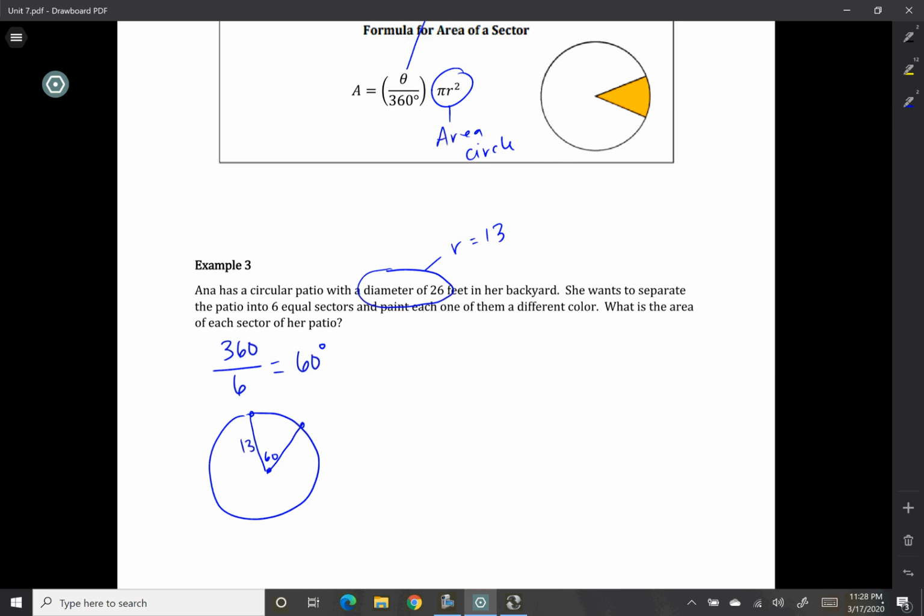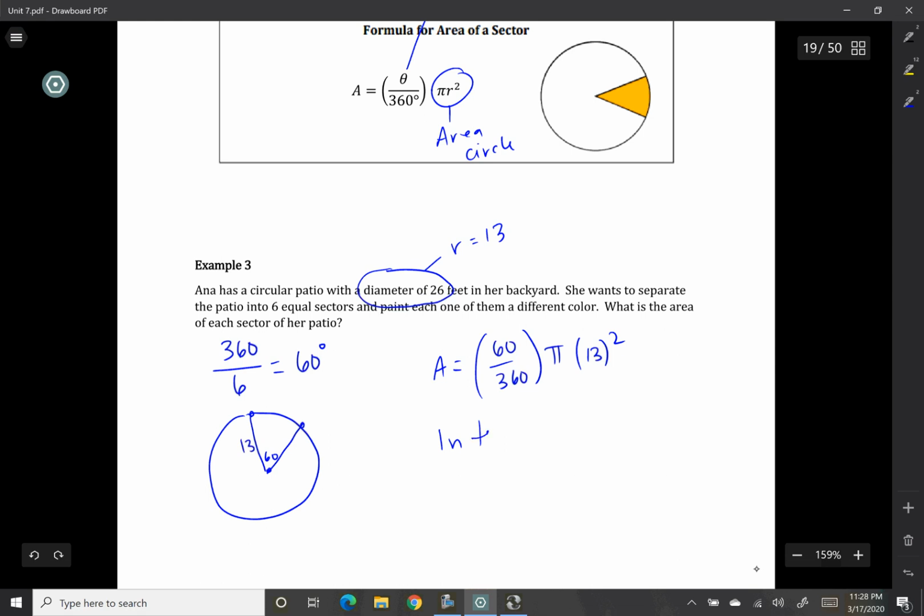So now the area of this sector, we'll just use A for area, is that 60-degree angle divided by 360 times pi times the 13 squared. Again, it doesn't say what to round to here, so we'll do in terms of pi, and then we'll do nearest tenth, just to practice both. So in terms of pi, I'm going to plug this all in without pi.